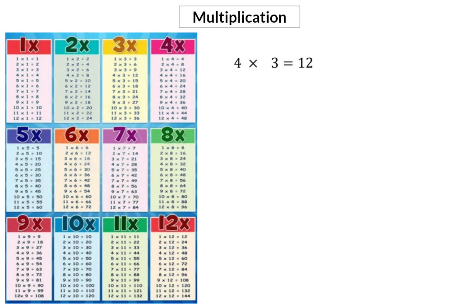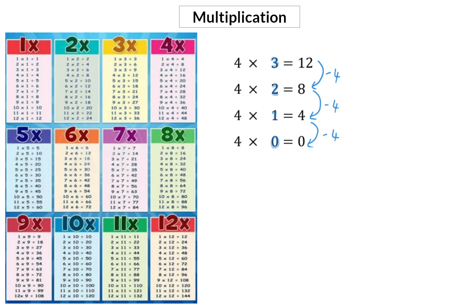Let's take 4 times 3 is 12. 4 times 2 is 8, 4 times 1 will be 4, and 4 times 0 is 0. Can you see the pattern? On the left-hand side, we multiplied by a smaller number every single time. And on the right, the answer decreases by 4.